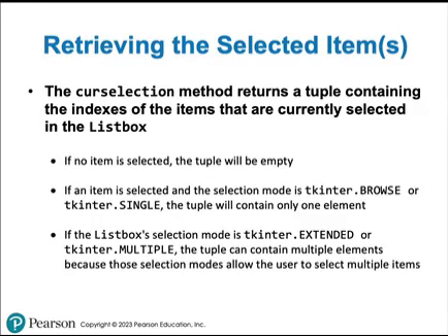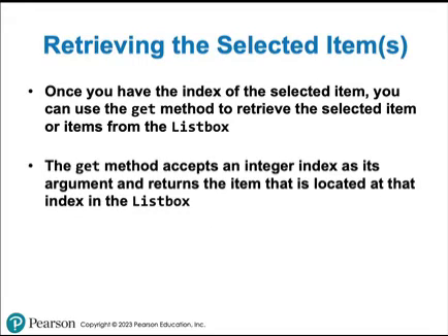Once the user has selected items, you can actually select no items and it will give you an empty tuple. If a single item is selected, the tuple will only have one element, and if you use extended or multiple, then your tuple is going to have multiple items, and those items will be all the options that were selected in the list box.